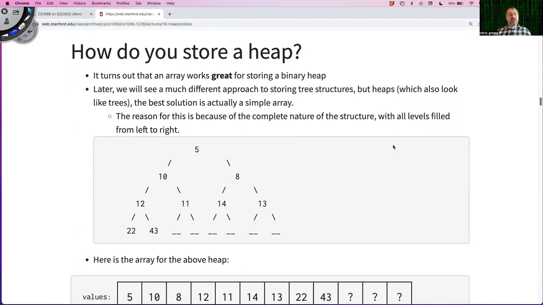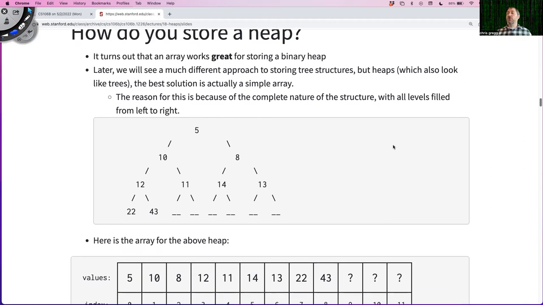How do you actually store a heap? When we're talking about tree structures, there are many different ways to store a tree. Next week, we're going to talk about trees which are distinct from heaps. We're going to talk about generic trees, and we're going to store them in a very different way than we're storing this heap. But a heap works great if you store it in an array or a vector.